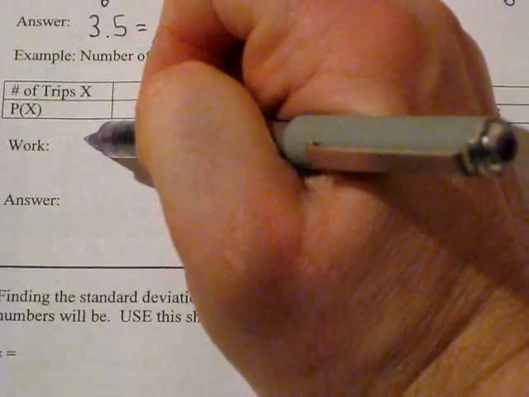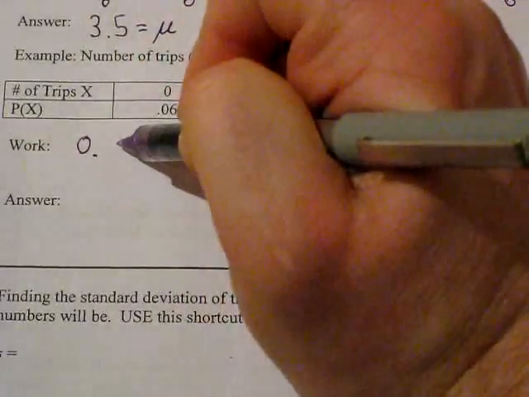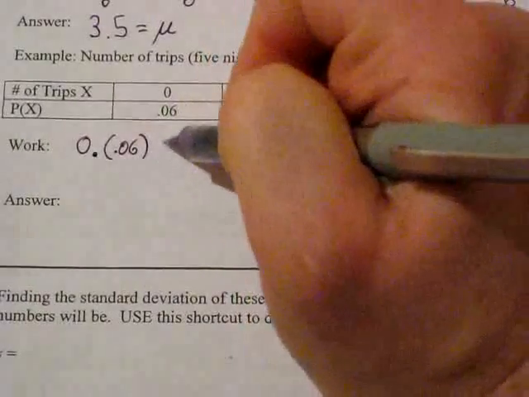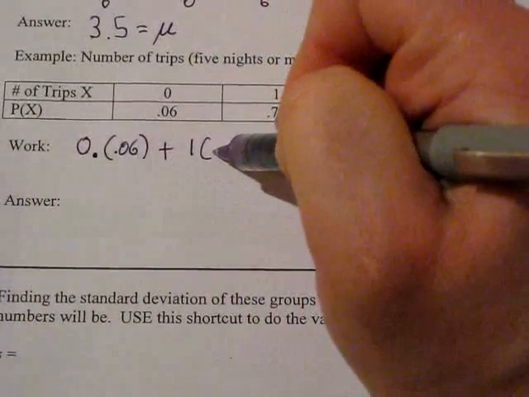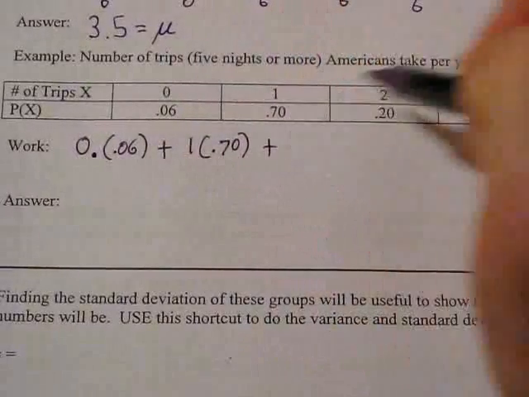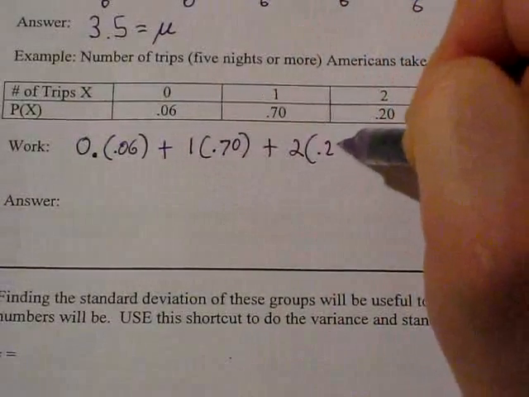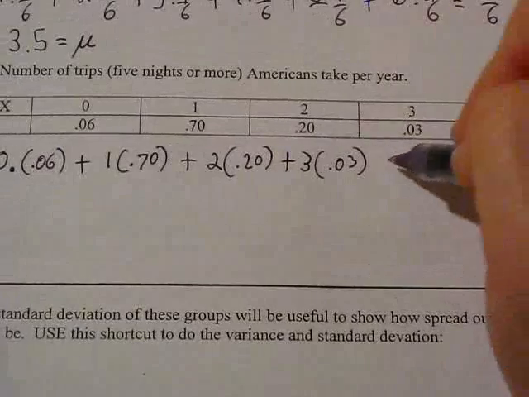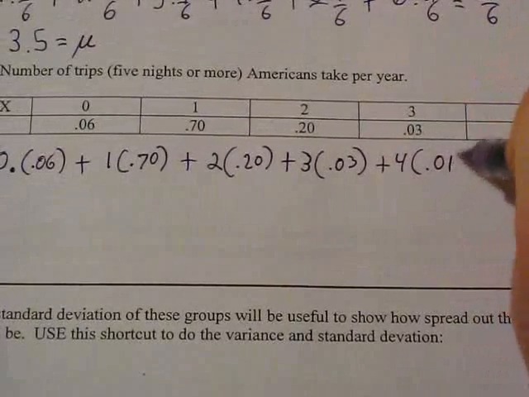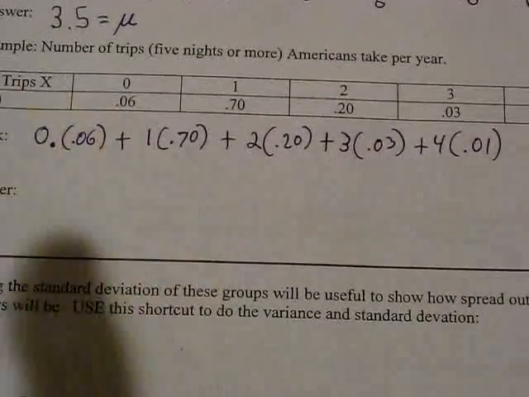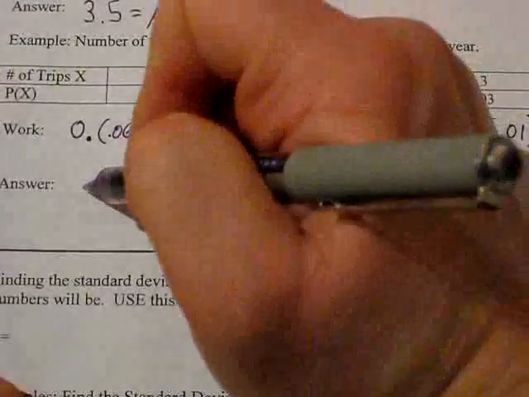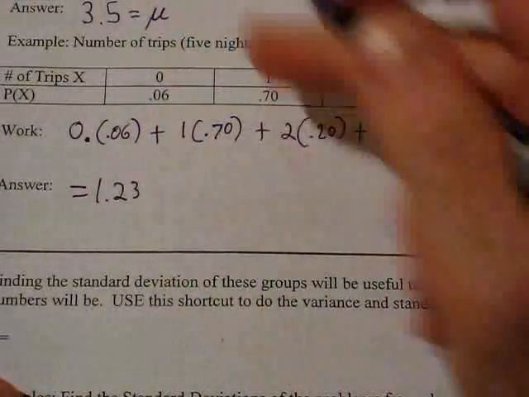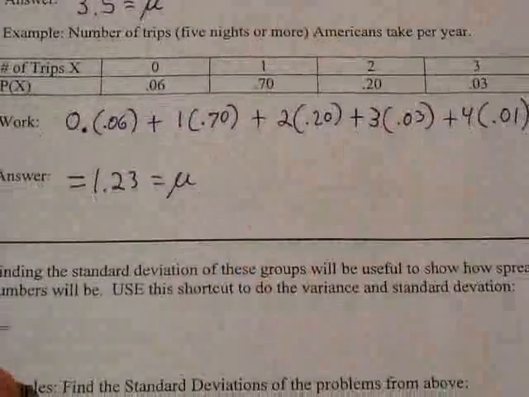So our outcome is 0 times our probability, which is 6%, plus 1 times the probability of 0.70, plus 2 times the probability of 0.20, plus 3 times the probability of 3%, or 3/100ths, plus 4 times the probability of 0.01. If we calculate all of that, we get an answer of 1 and 23/100ths of a trip, and that right there is going to be our average.